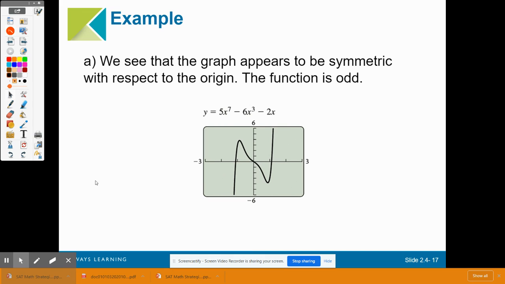That's it for today. So you're going to plug in the negative x, and we're going to see if you get the same thing or something different or the complete opposite.